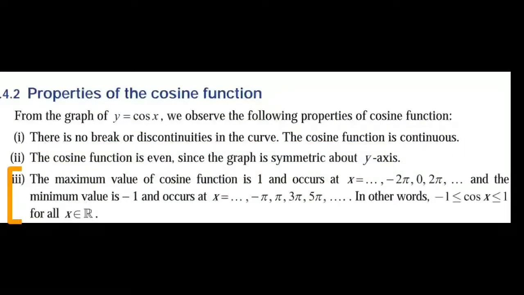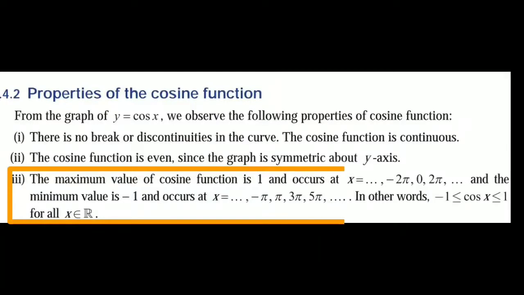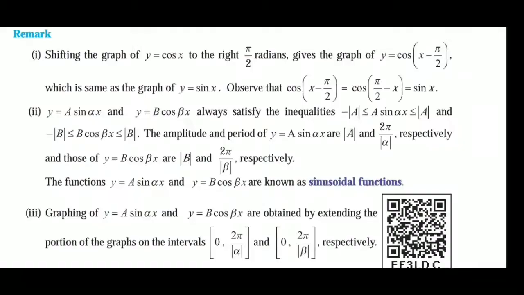Third, the maximum value of the cosine function is 1 and occurs at x = ..., -2π, 0, 2π, and so on. The minimum value is -1 and occurs at ..., -π, π, 3π, 5π, and so on. In other words, -1 ≤ cos x ≤ 1 for all x belonging to R. Remark 1.